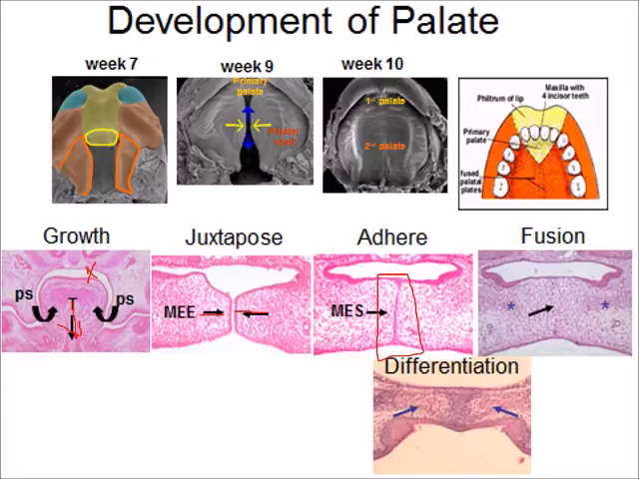Between age 9 to 12 weeks, the two units, the two palatal shelves, the epithelium in the center will disintegrate, and the mesenchyme will be one unit between the two segments.